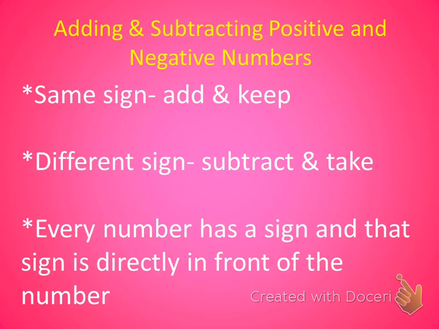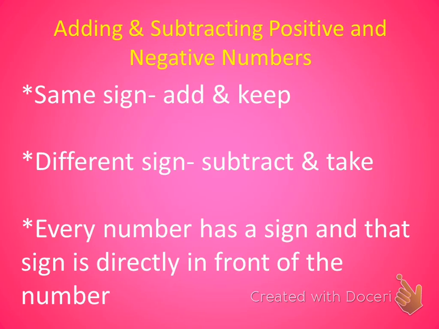All right, the next thing that we are going to review, which is a huge thing in algebra, is adding and subtracting positive and negative numbers, okay? Adding and subtracting positive and negative numbers. So I want you to write these down. Same signs, add the numbers together and keep the sign. Different signs, subtract the two numbers and take the sign of the biggest number. And every number has a sign, and that sign is directly in front of the number.